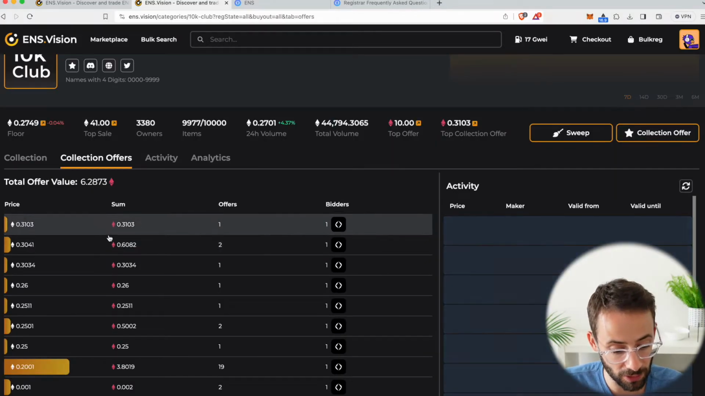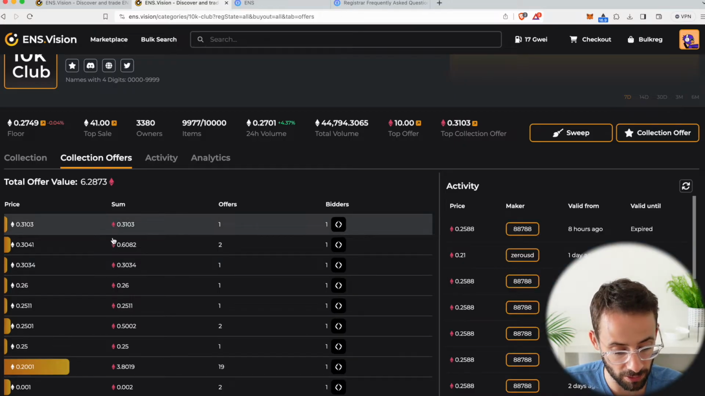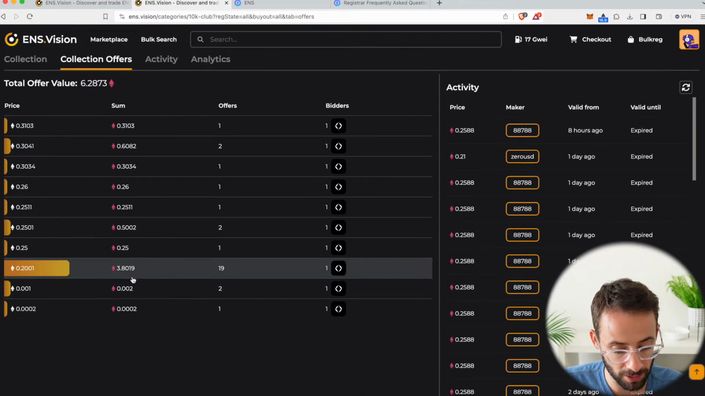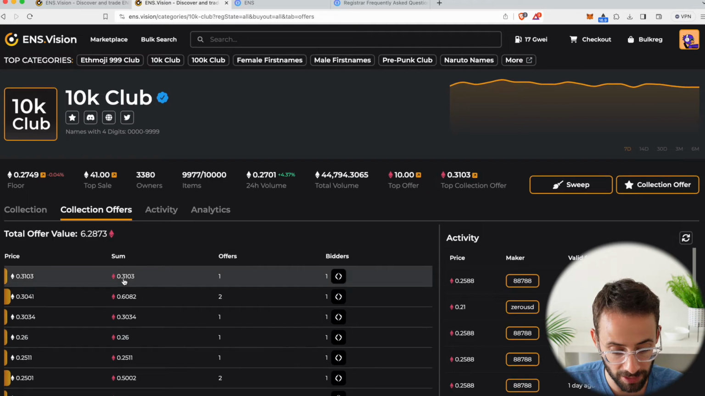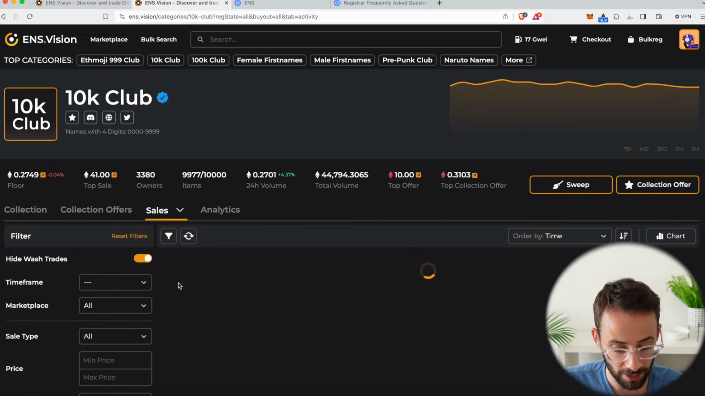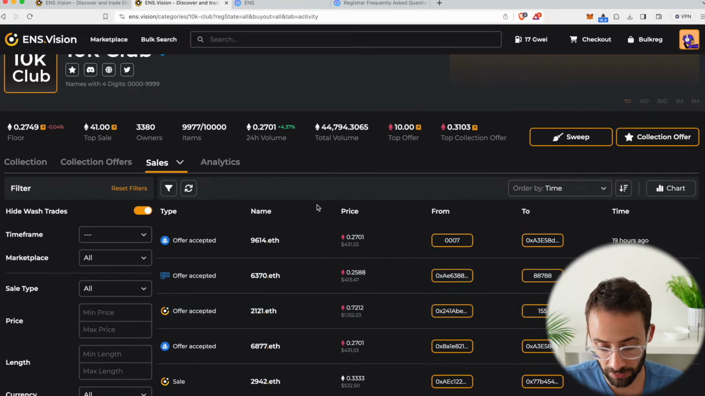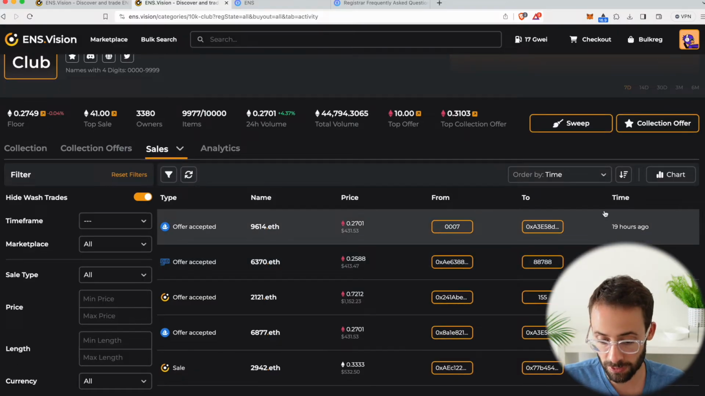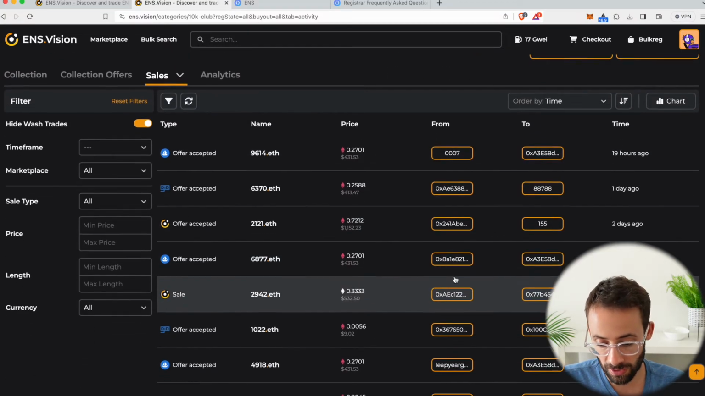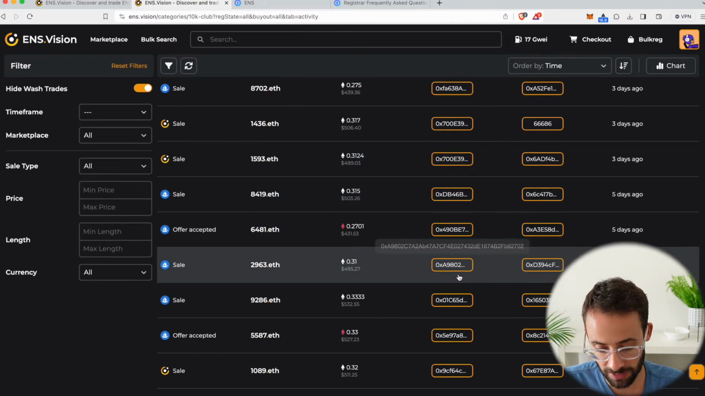We can see active collection offers here, so these are all people that have an open bid out and are willing to buy at a certain price. You can see activity. And this is where we'll see all of the sales. So that one sale that I was referring to happened 19 hours ago when somebody bought 9614.eth. But you can see all the sales going back to the beginning of this collection's history.